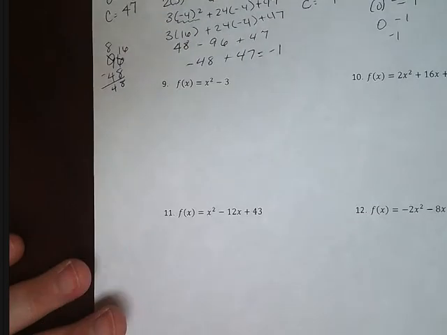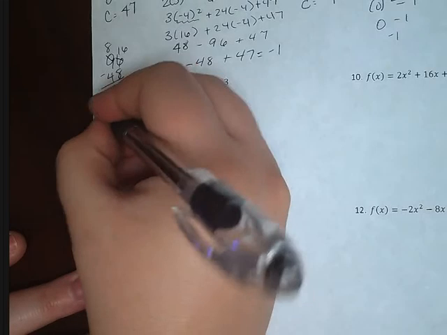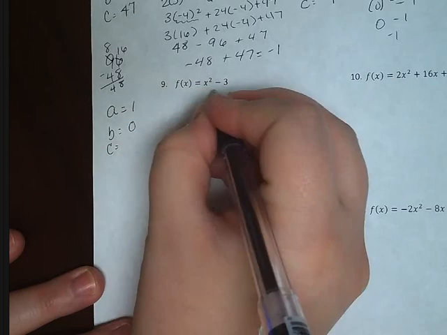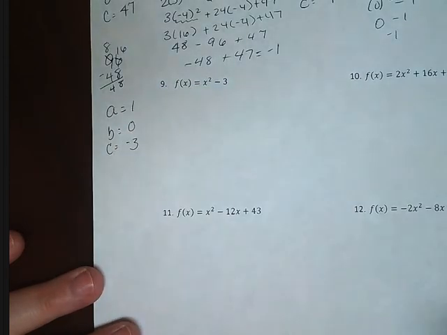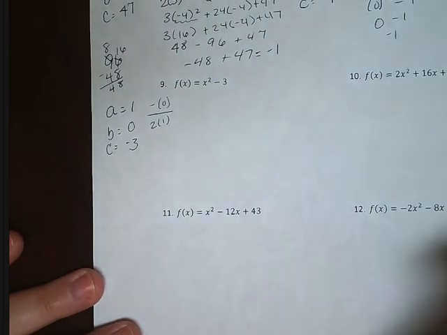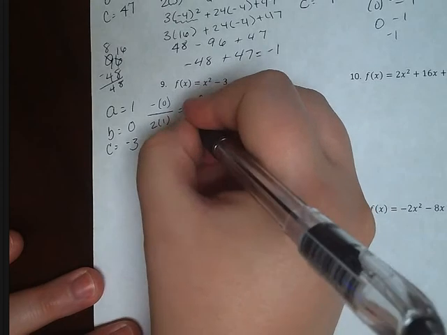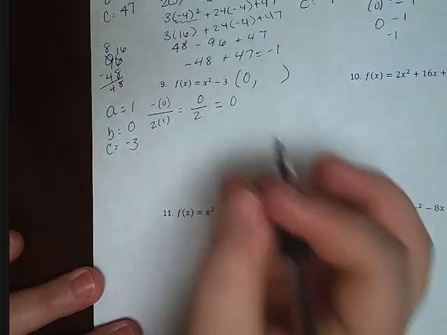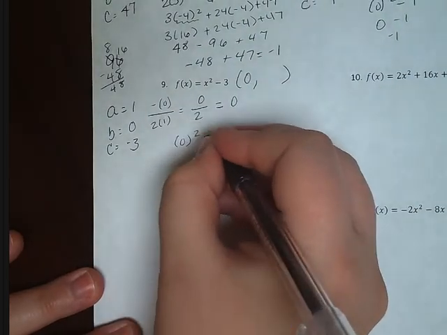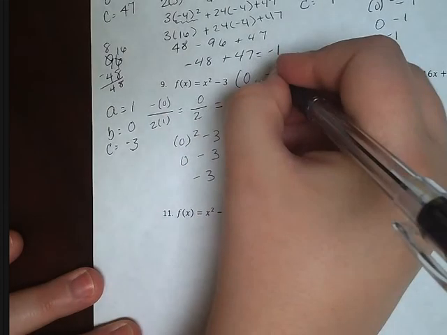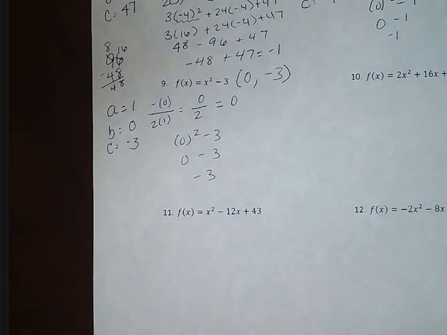For number 9, we are going to identify our A, B, and C first. A is 1, B is 0, C is negative 3. So negative B over 2A. So 0 divided by 2, which is going to give us a 0, just like we got on number 8. And then we have to plug this back in to our original equation to get our answer of negative 3. So your vertex for number 9 is 0, negative 3.